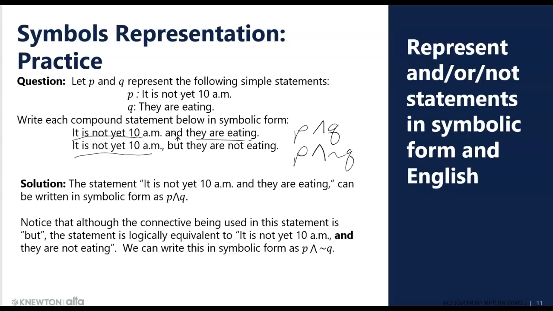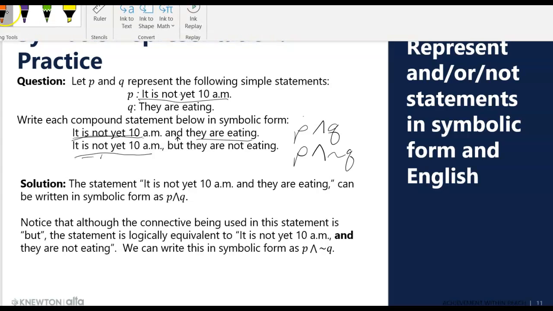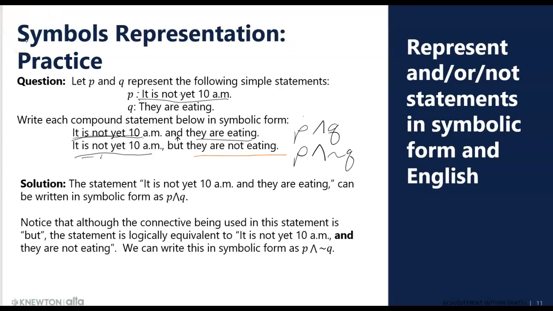You have to read and see what's here and compare it to what's here. If it's the same thing, you just write the statement. If it's not the same thing, like in the case with Q, we had they are not eating and they are eating. So that time I had to write a not Q. Okay, so that is how you translate from English to symbols. You've had your symbols identified for you here. The and you should know is this, and the but is also this. And instead of writing all those words now, you can write these symbols.